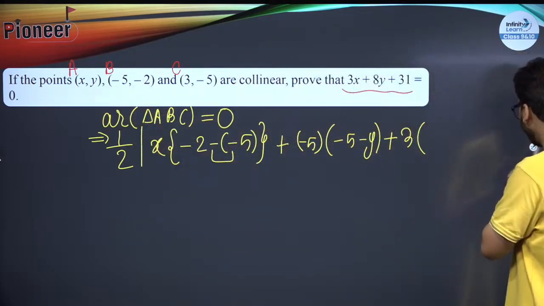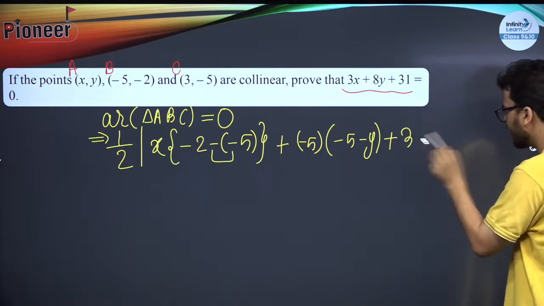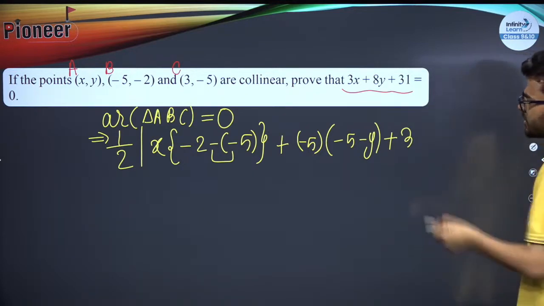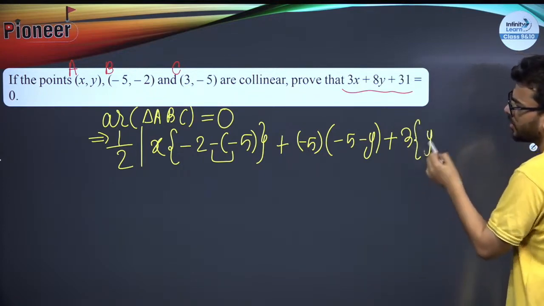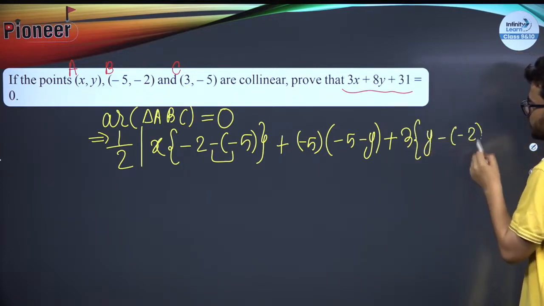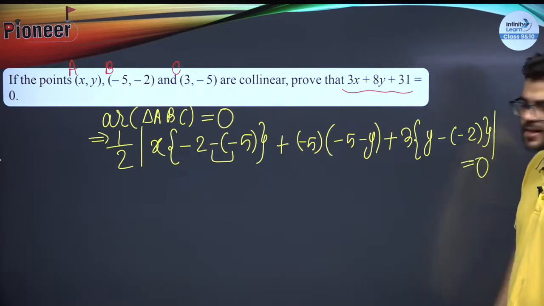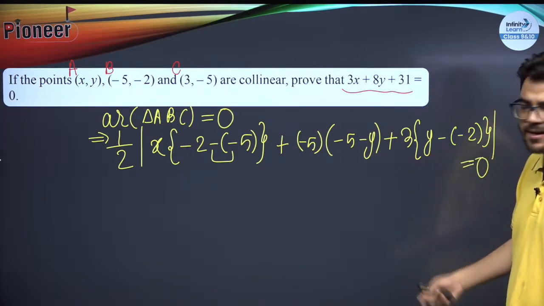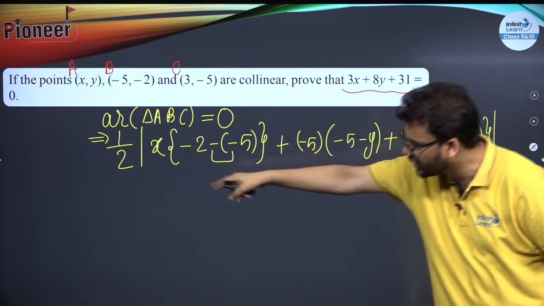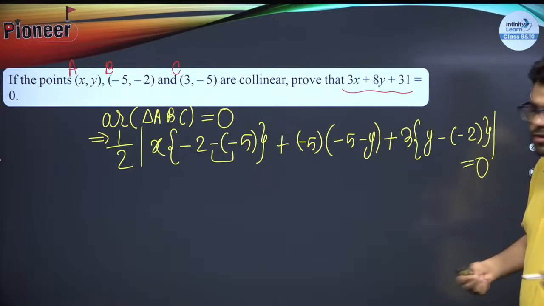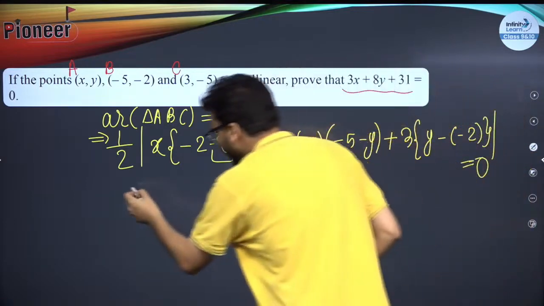x3 y1 minus y2, so that will be y minus of minus 2. So if I write it properly, you have to write it properly as well, suppose it comes in a subjective examination. x3 y1 minus y2, so that will be y minus of minus 2, and this whole thing is equal to 0. I hope that is clear. Now let's simplify this thing, we are going to get the answer. So you see that 2 in the denominator, if multiplied on the right hand side of the equation, that will become equal to 0 itself. Now let's simplify this thing.